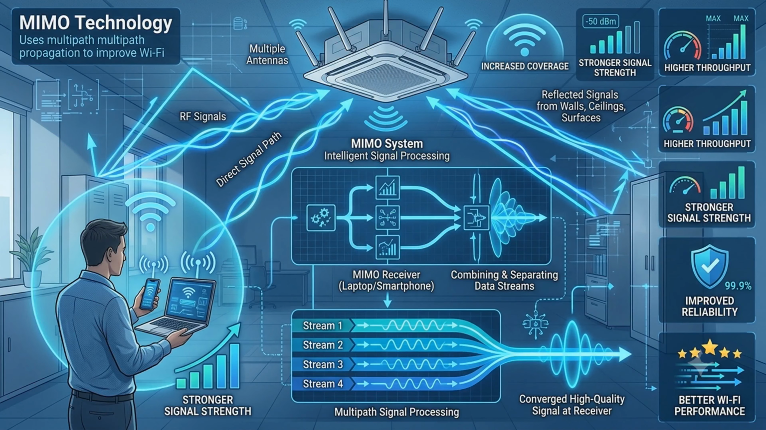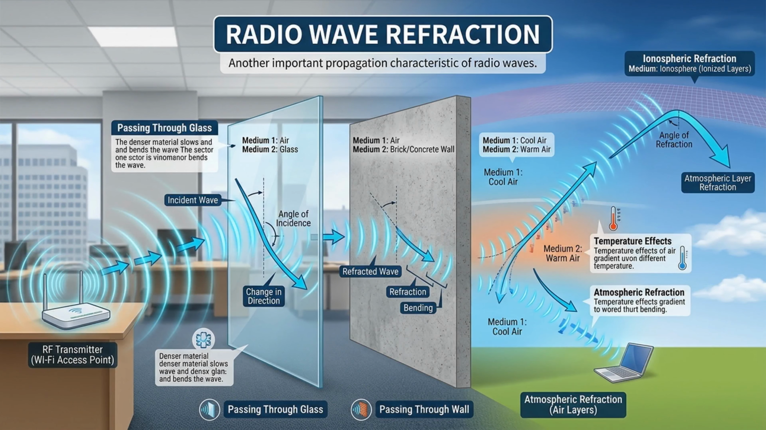Fortunately, modern Wi-Fi technologies are designed to handle these challenges. MIMO systems use multiple antennas to intelligently process signals arriving from different paths. Rather than treating multipath as a problem, MIMO can take advantage of these reflected signals to improve coverage, reliability, and overall network performance.